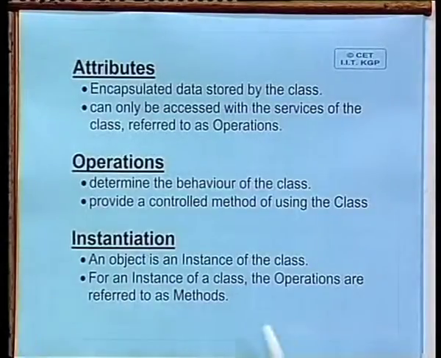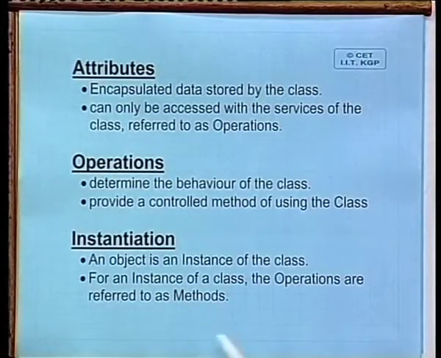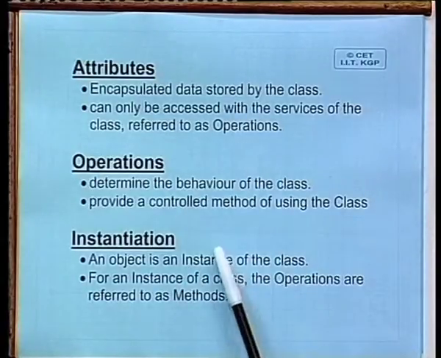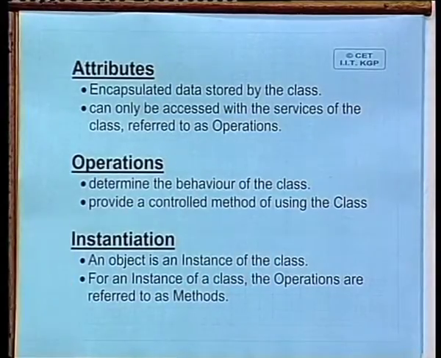So, almost all of you have written Java programs. So, the new command is essentially given to instantiate a class. That means, create a new object, create another object of that particular class. Then again, for an instance of a class, the operations are referred to as methods. So, you see that is the difference between operations and methods. We talk about methods when we talk about objects, we talk about operations when we talk about the class.